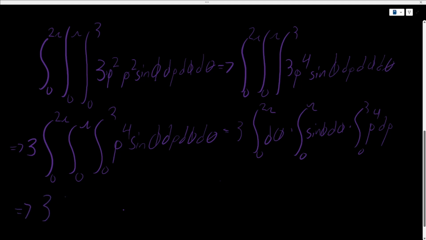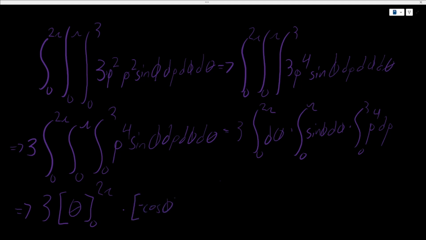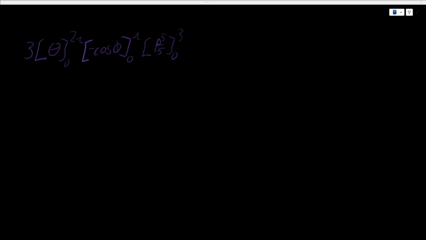Now, by evaluating this, we have 3 times theta from 0 to 2 pi, because the integral of 1 with respect to theta is just theta, times the integral of sine phi d phi, which is just negative cosine phi, from 0 to pi, times rho to the 5th over 5 from 0 to 3. Let's begin to evaluate this further.